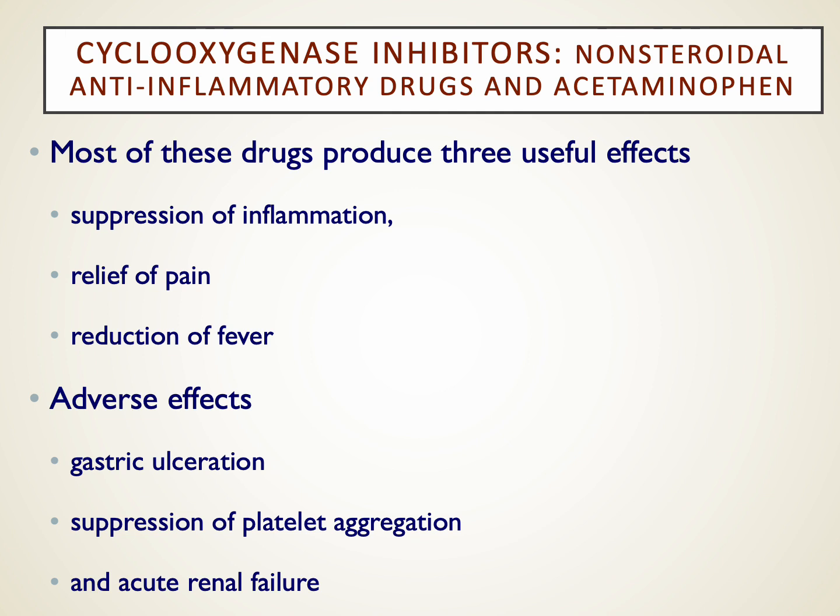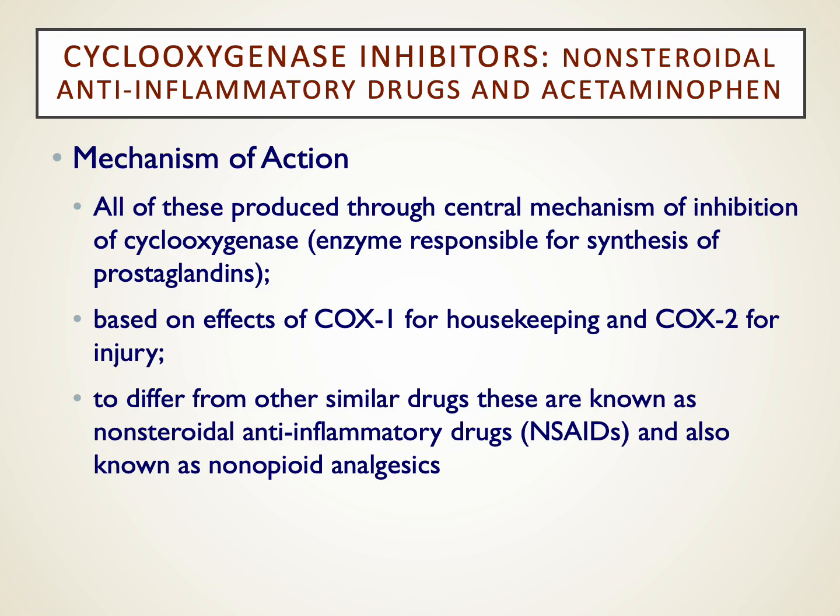The adverse effects of the classic nonsteroidals, though, are gastric ulceration, suppression of platelet function, and acute renal failure. So we're always cognizant of that and weighing the risk and the benefits. The mechanism of action of the cyclooxygenase inhibitors is inhibiting cyclooxygenase 1 and/or cyclooxygenase 2. They're pretty similar for all of the nonsteroidals except for celecoxib, which is more specific for cyclooxygenase 2.